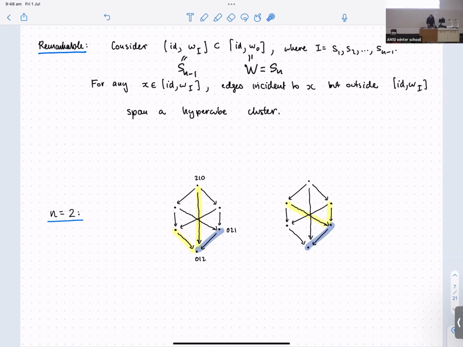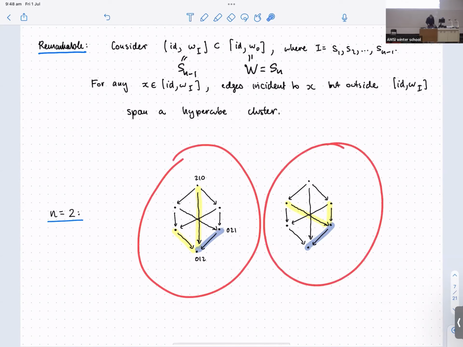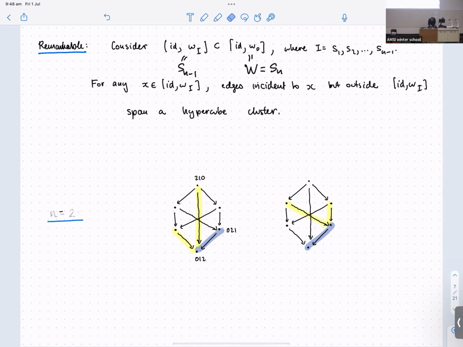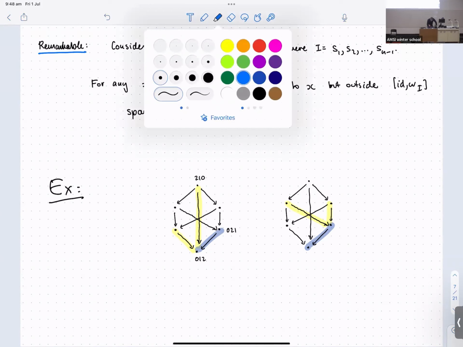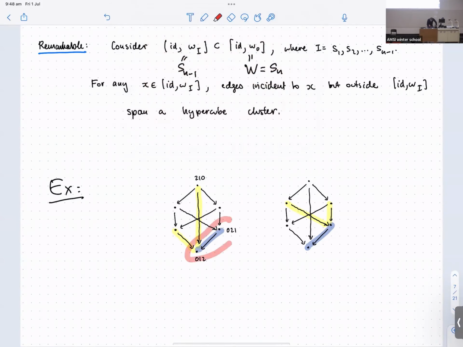So here's the example for S3. Okay, I don't know why I wrote n equals two. So here's S2. This is S2 here. And let's look at what this is saying. So if I look out, here are my two edges going out. We've just checked that spans a hypercube cluster. And here we look out and we see that spans a hypercube cluster. In fact, in this case, this just spans a hypercube. Okay. So that's not very impressive in S3, but I want to show you what it looks like in S4.